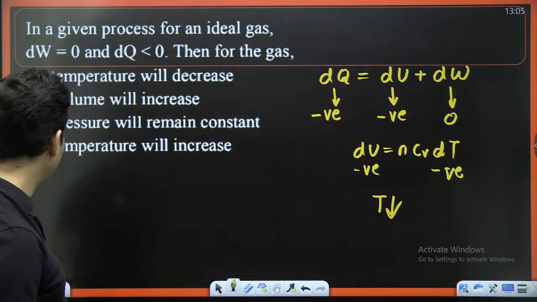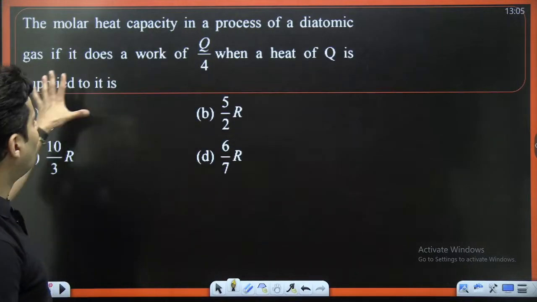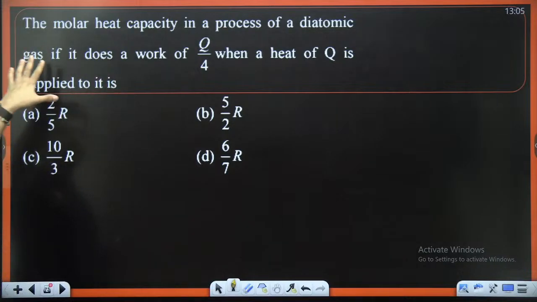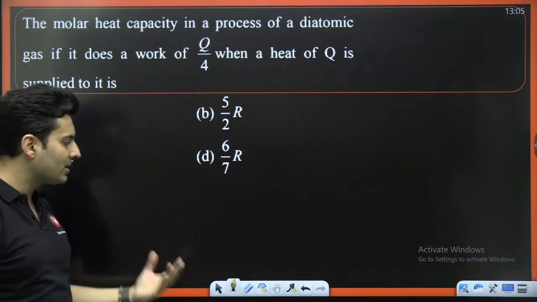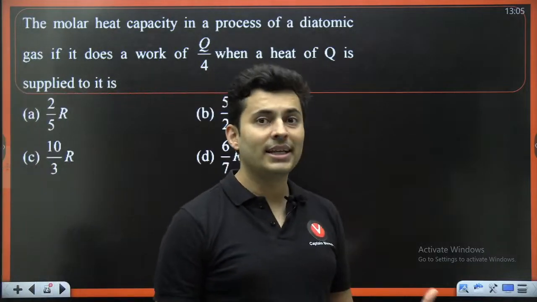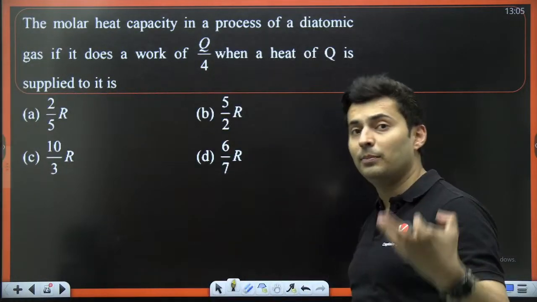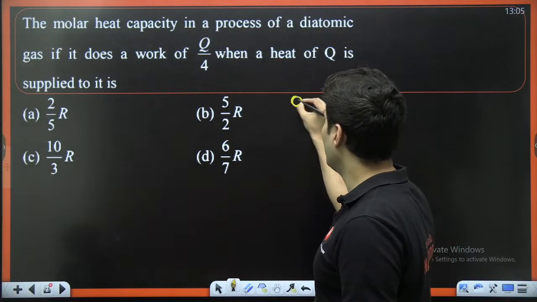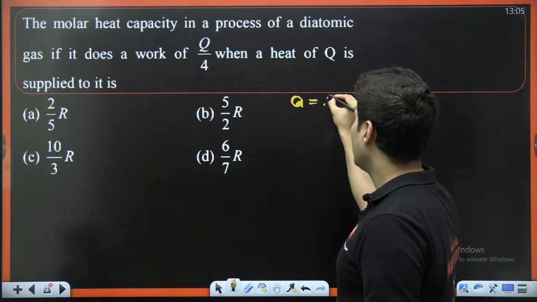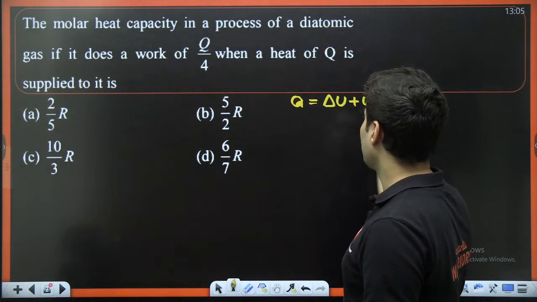Awesome. Let's go to the next one coming up on your screen. The molar heat capacity of a diatomic gas, if it does this much work when this much heat is supplied to it, is how much? What is the heat capacity in that particular process? Okay, let's use Q is equal to delta U plus work.